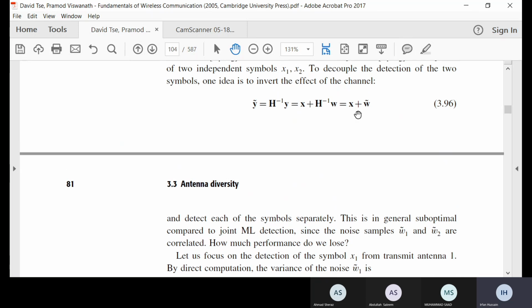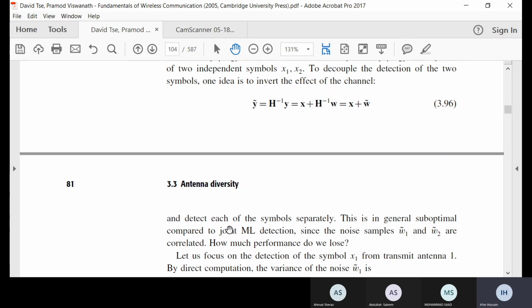So now you have Y tilde equal to X1 and X2. So you can just apply detection to X1 and X2 separately. Hence we have actually separated the two symbols. And yes, your answer is solved.